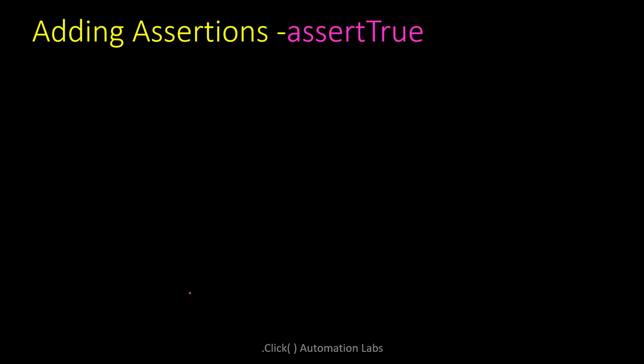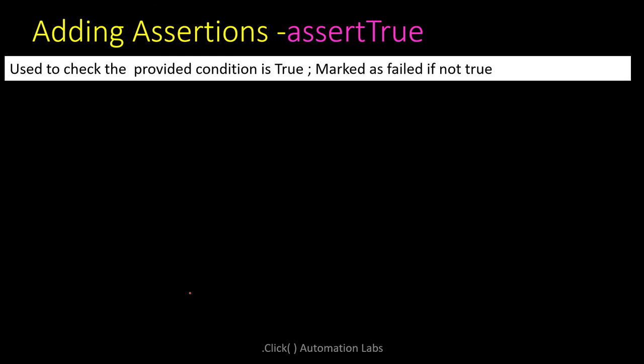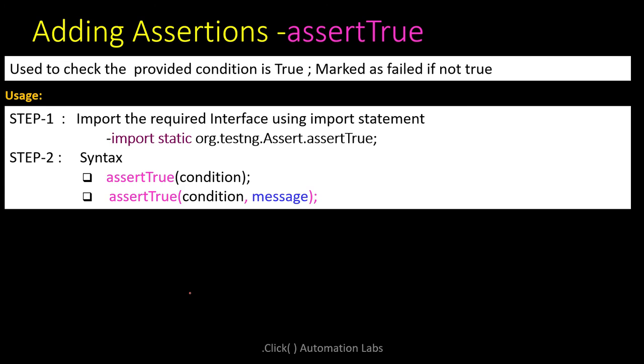Now the second is assertTrue. This is also one of the most widely used asserts. It is used to check that the provided condition is true, and marks failure if not true. This is the usage. Similarly, you need to import this class, and there are two methods: assertTrue with the condition, and with a message if there is any failure. assertTrue means we are telling TestNG that this condition must be true. If this is false, this assert fails.